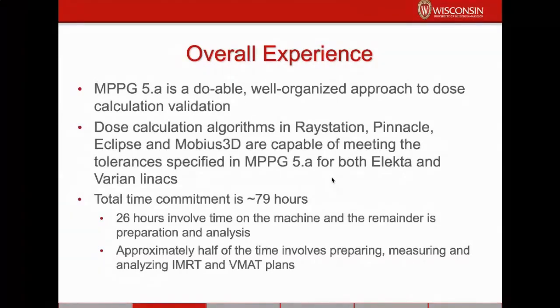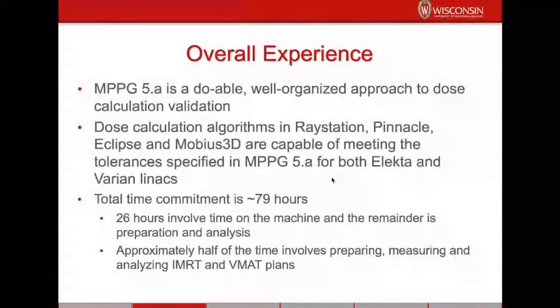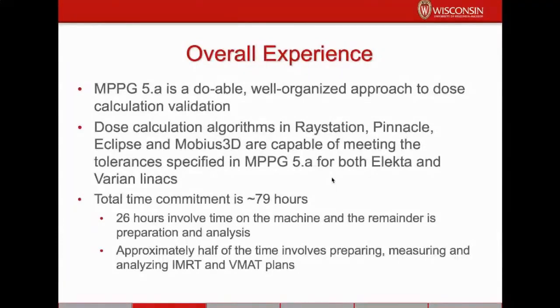Overall, the total time commitment is roughly 80 hours. About 26 hours involves time on the machine doing measurements, and the rest is preparation and analysis. That said, a lot of the MPPG 5A tests are things that you're already probably doing. For instance, about half of the time involves preparing, measuring, and analyzing IMRT and VMAT plans. And some of it involves the modeling phase as well.